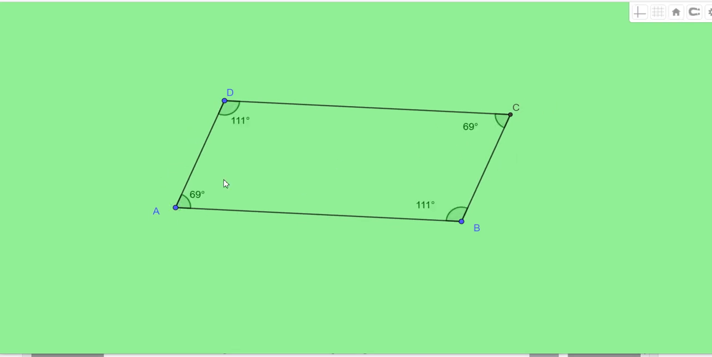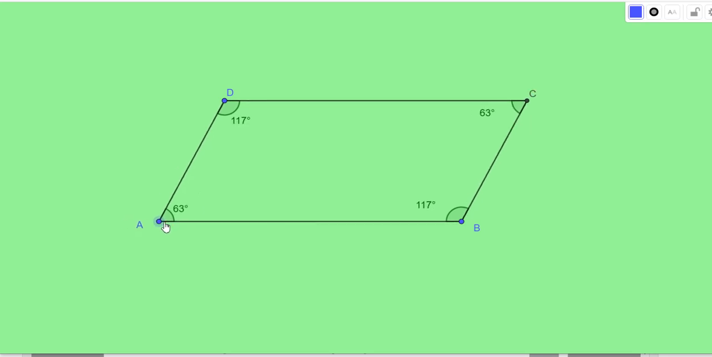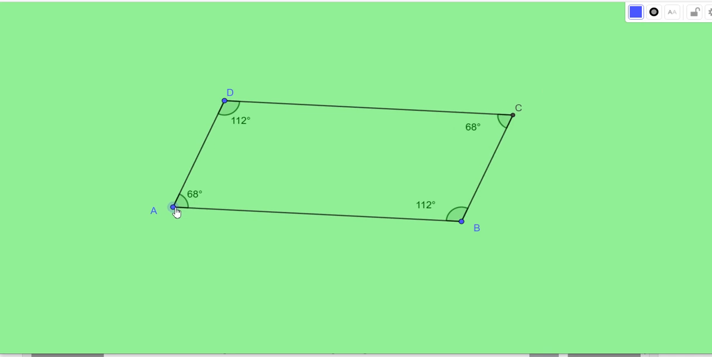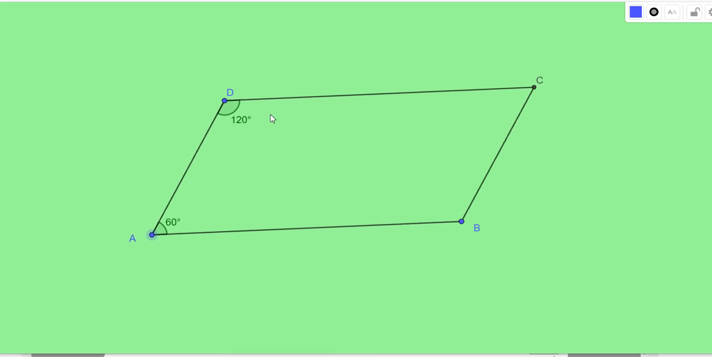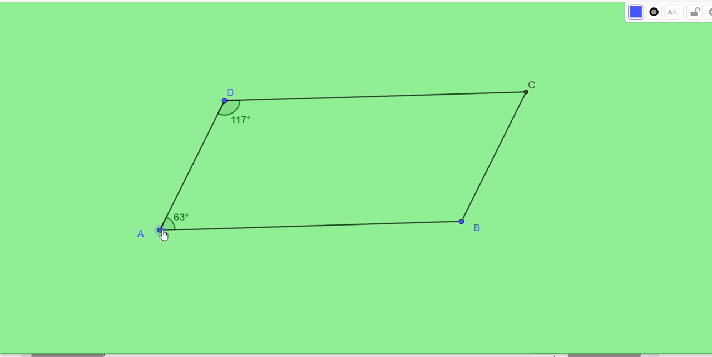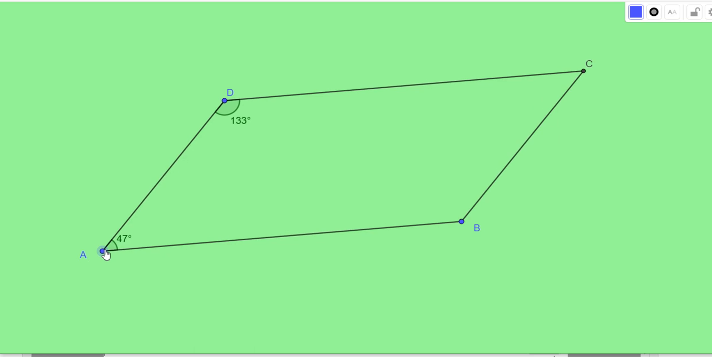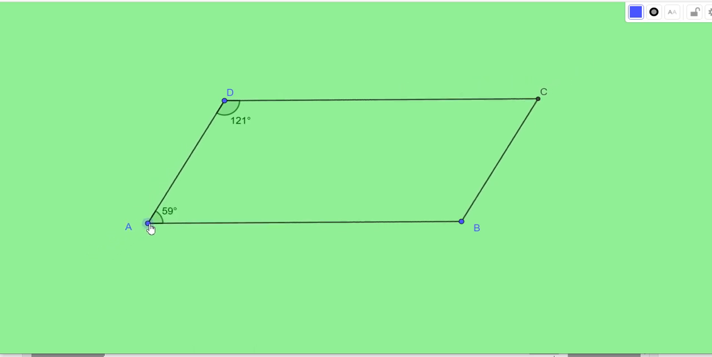Here, look at the opposite angles. Angle B and angle D are equal. Angle A and angle C are equal. So, in all the cases, opposite angles of a parallelogram are equal. Now, look at the adjacent angles. 120, 60. If you add, you will get 180. So, we can say adjacent angles are supplementary. That means whenever you add two adjacent angles, you will get 180 degree.